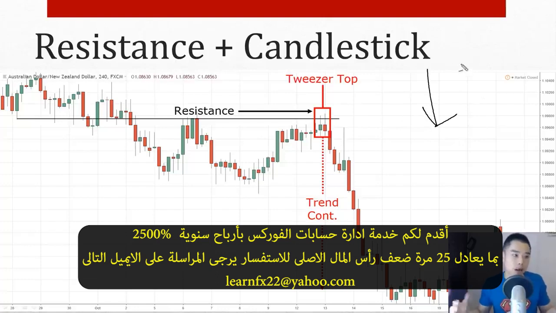Number two, area of value. Are we trading from an area of value? Well, you're trading at this area of resistance, right? So that's what we are. That's where we are at.